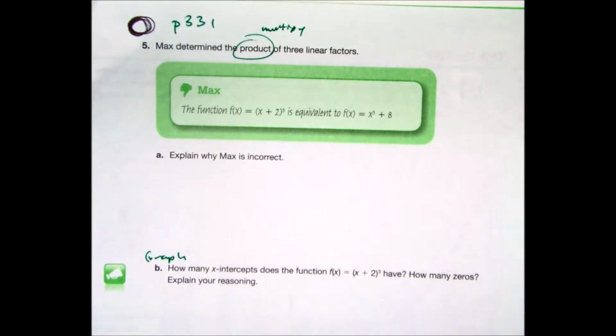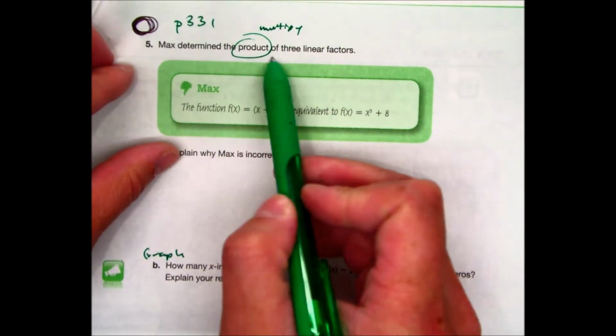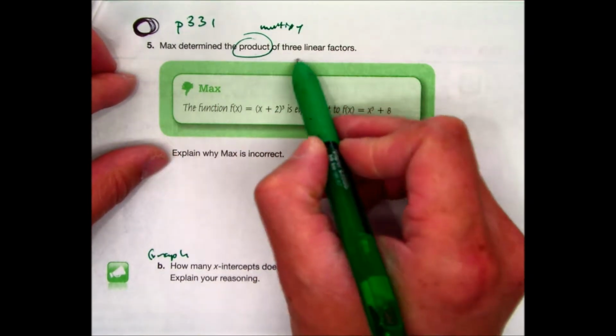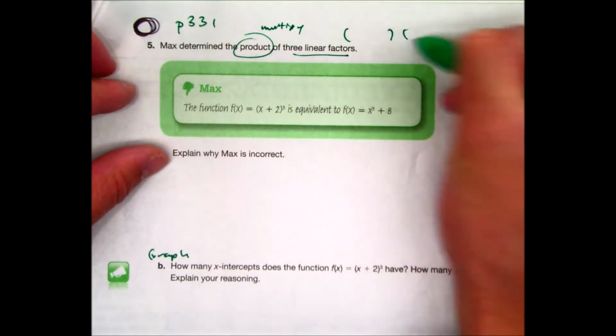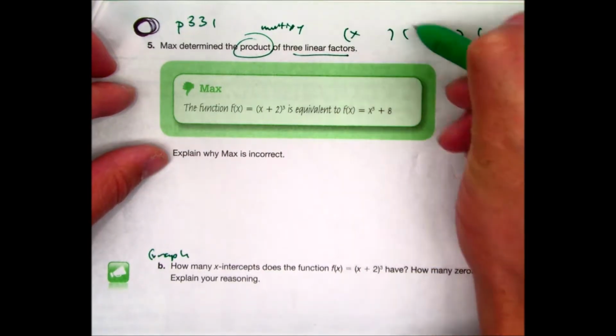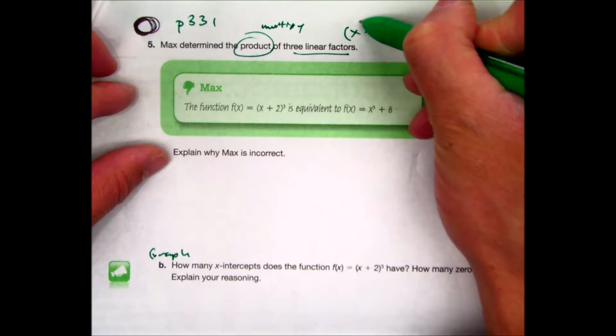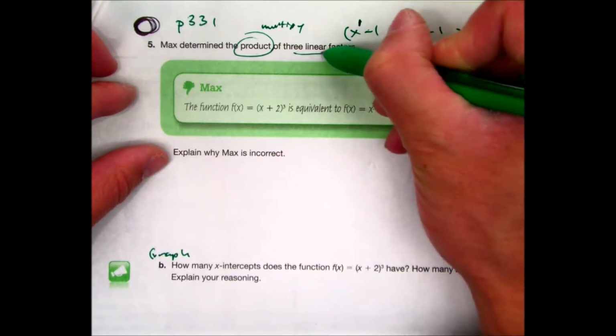Alright, let's cover this problem. Max determined that the product of three linear factors, remember the word product means to multiply. Linear factors is just if I had these binomials and you had an x here and you just made up some number, like -1. This is to the first power, so that's why it's linear.